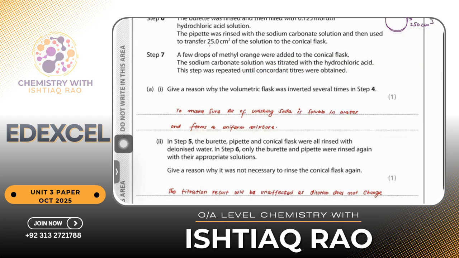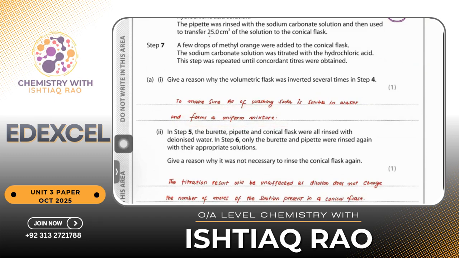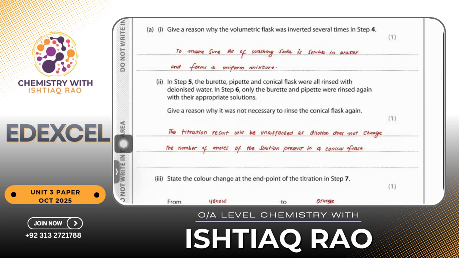Give a reason why the volumetric flask was inverted. Of course, to make sure all of the washing soda is soluble in water and forms a uniform mixture. The thing is, why are you going to shake it, why are you going to mix it, why are you going to swirl the flask several times? Of course, to make sure, because when you dissolve sugar in water, you have to stir it. You have to shake it. Why? To make sure all of the sugar is dissolved in water and you can get a uniform homogeneous solution.